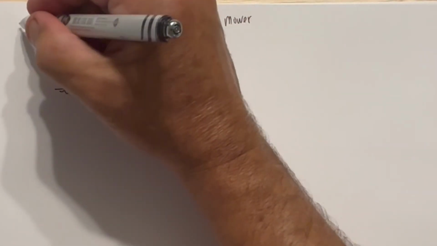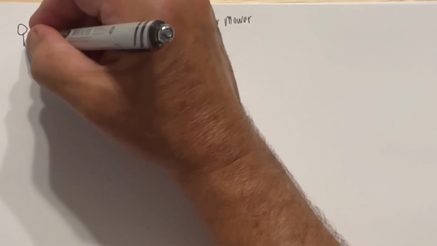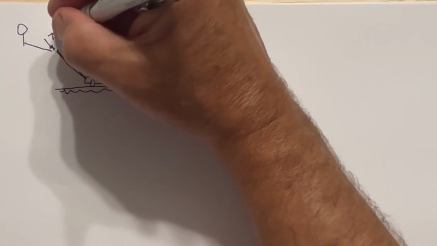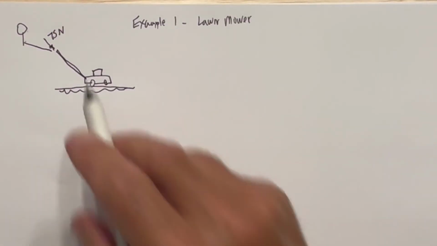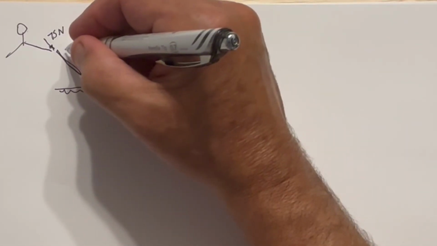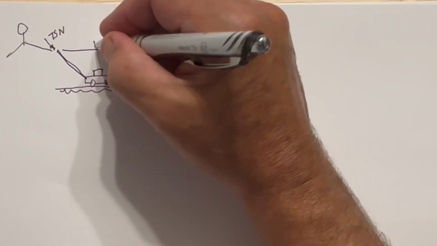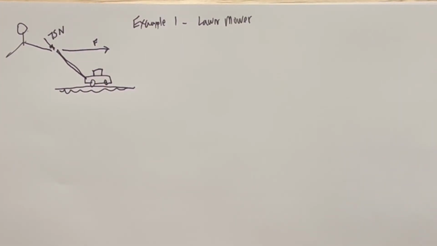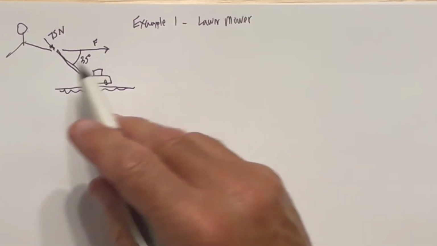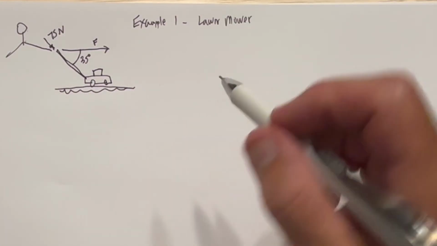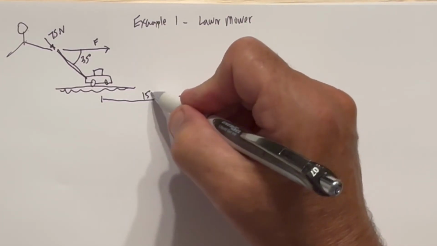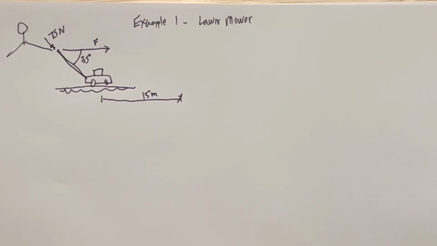Now, our person is up here and is pushing down on the mower. The force pushing down by the person is 75 newtons. Now the mower is going to go this direction, so we're interested in the vector that goes this direction. That's our net force moving it that way. We know this angle is 35 degrees between the mower handle and the horizontal. And the mower is going to go 15 meters.